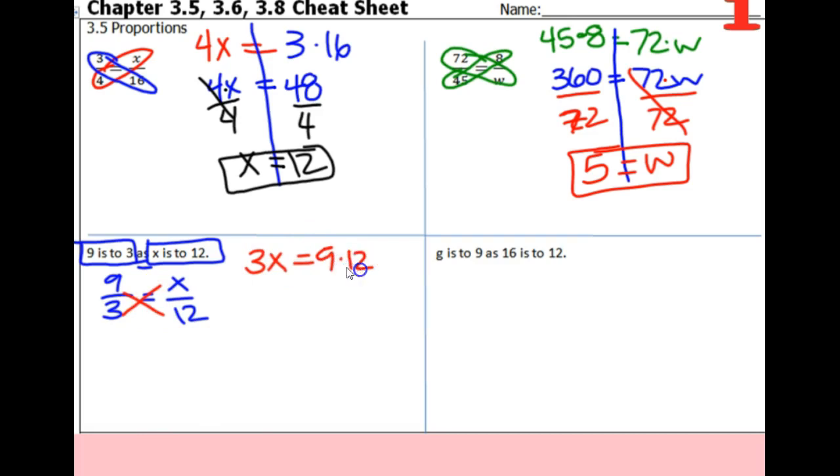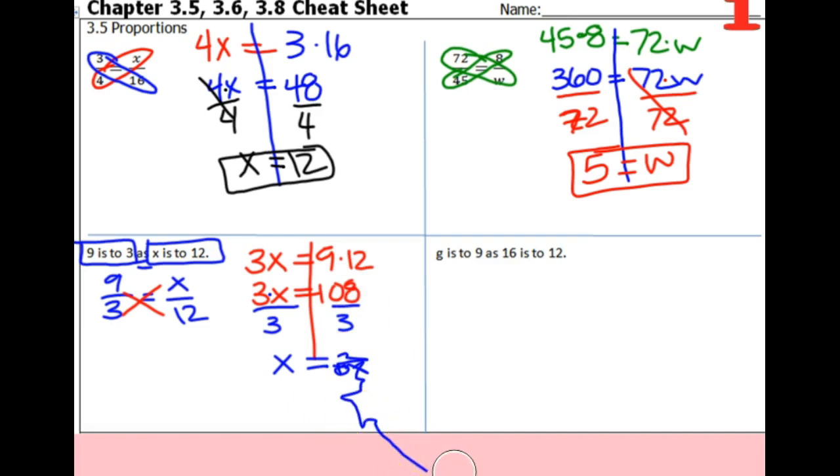9 times 12, I'm going to plug in my calculator, and it gives me 108, and we have 3x. The opposite of multiplying by 3 is dividing by 3. So 108 divided by 3 gives me 36. Whoa, going crazy. Let's try that again. 36. That's better.